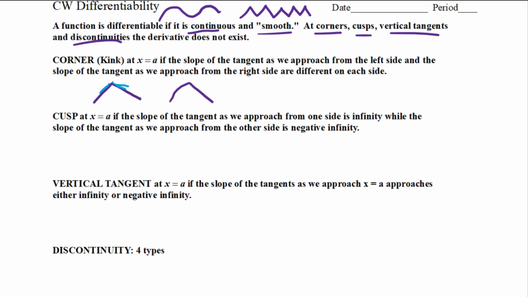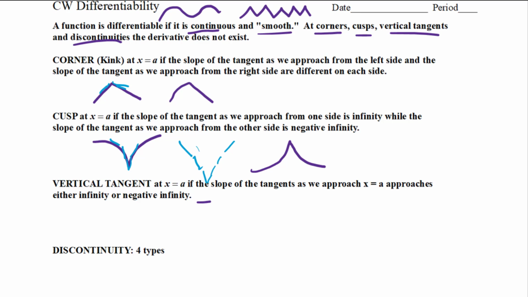A cusp, the picture of a cusp looks something like this, and the difference is that for a cusp, the derivative coming from one side would be negative infinity and positive infinity as you come from the other side. So if it's going like this and steeper, and then on the other side it's positive, so one side is negative, one side is positive, then it is a cusp. So it could be like that, or it could be something like that. That would also be a cusp.